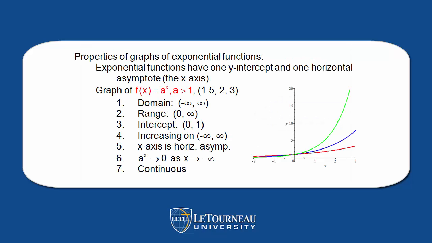So let's look now at some of the properties of exponential functions. The graph of f of x equal to a to the x, if a is greater than 1, for example, 1.5, 2, and 3. Notice the domain is minus infinity to infinity. The range is 0 to infinity. We have one y-intercept. It's increasing. The x-axis is a horizontal asymptote.